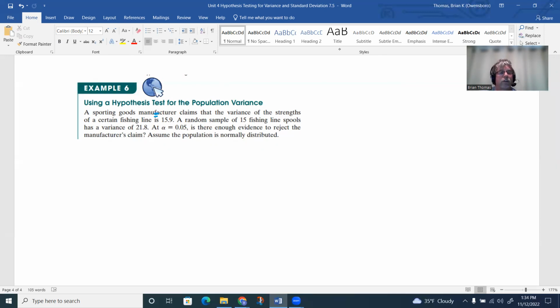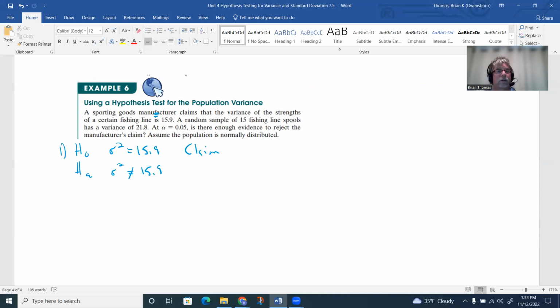Again, our first step is the hypotheses, the null hypothesis and the alternative hypothesis. Equals 15.59 is going to go with the null. Also we're talking about variance, so this is sigma squared. Sigma squared is going to equal 15.59, and the complement of that would be sigma squared does not equal 15.59. This is our claim, though. Our claim is that it is 15.59, whatever that strength means to them.